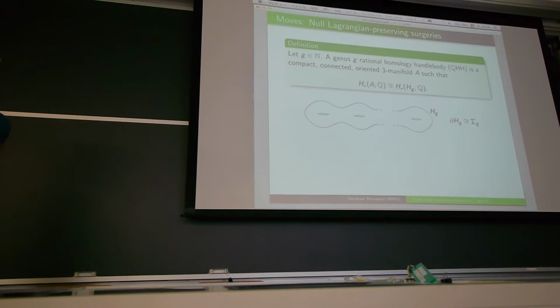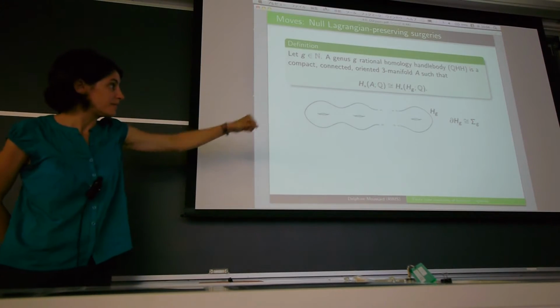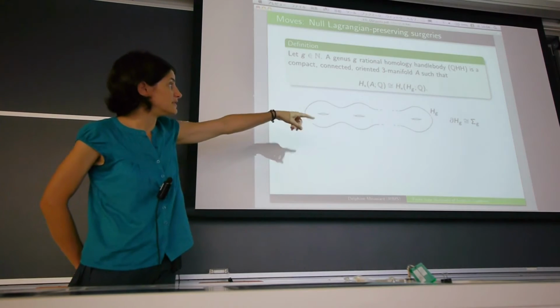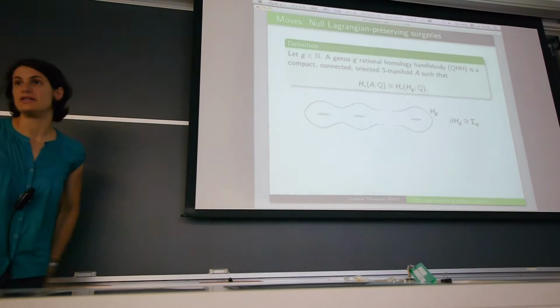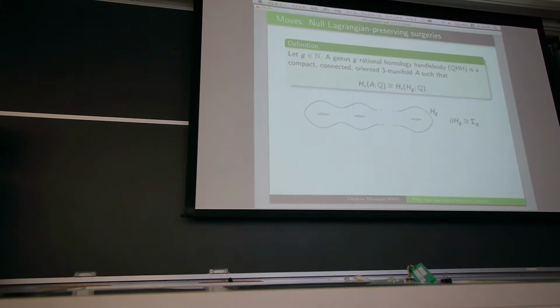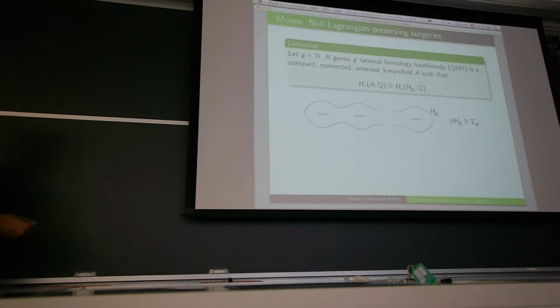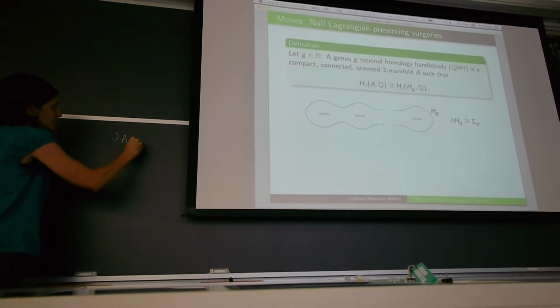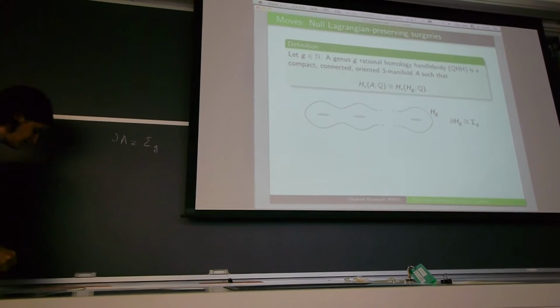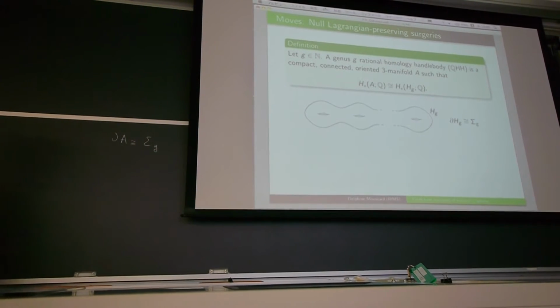So first, we need the notion of a rational homology handlebody. A genus g rational homology handlebody, QHH in short, is a compact, connected, oriented three-manifold whose homology with rational coefficients is the same as the homology of the standard handlebody, which is drawn there. So the boundary of the handlebody is a compact, closed oriented surface of genus g, and it's quite easy to check that in general, for any rational homology handlebody, the boundary is homeomorphic to this surface.